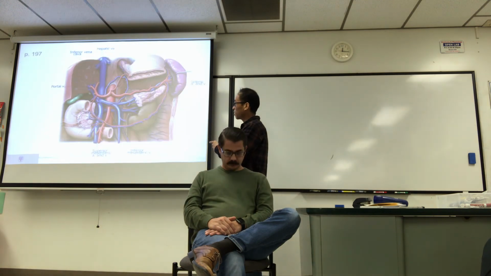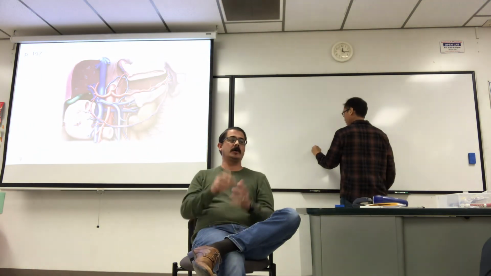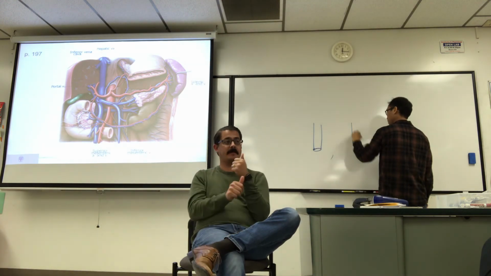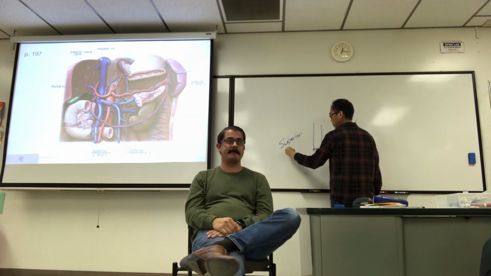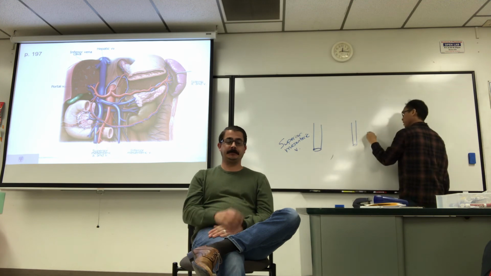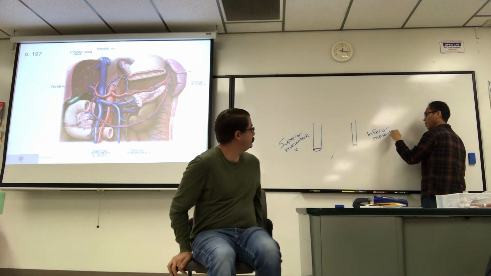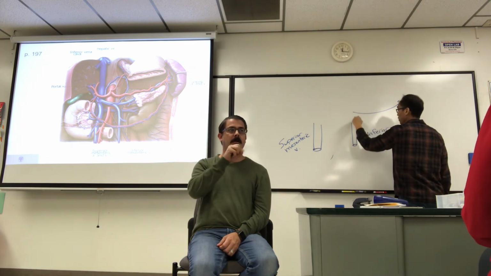Let's go to this picture here. I kind of like teaching from this picture. It shows you the essentials of what I want you to know. You have the superior mesenteric vein, and you have the inferior mesenteric vein here. The splenic vein is going to come from this side and merge with the inferior mesenteric vein.